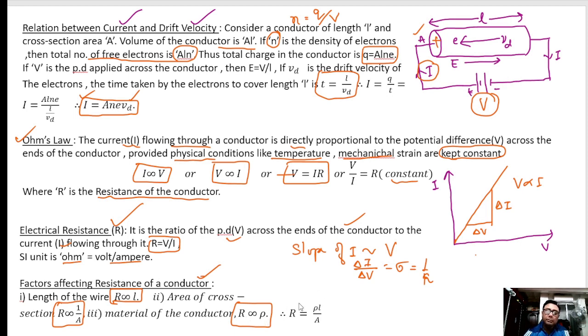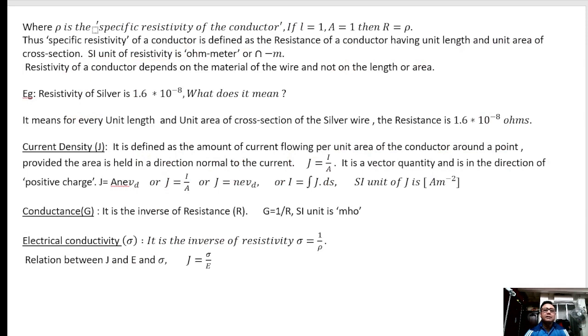So combining all, we get R equals rho L by A, where rho is the specific resistance of the conductor. This rho is the specific resistivity of the conductor.